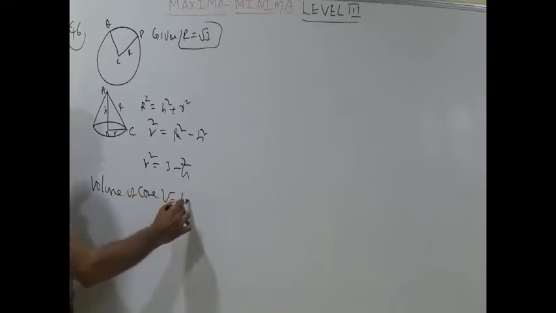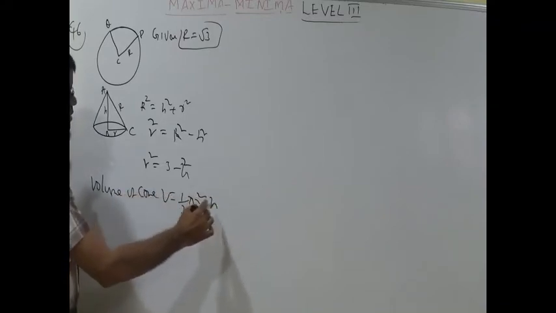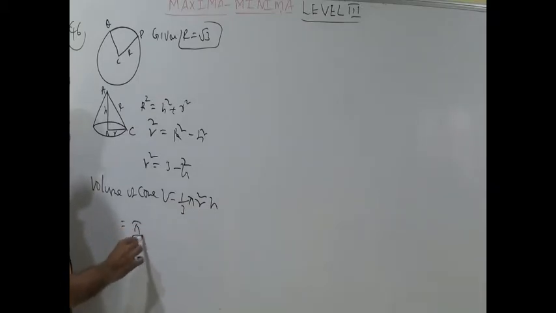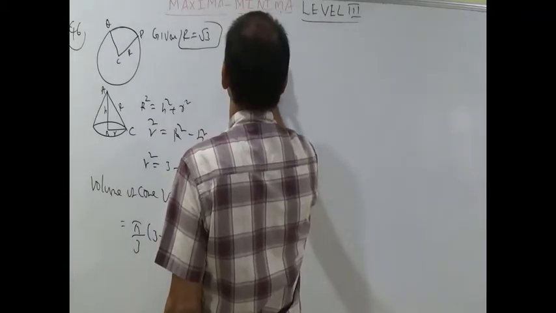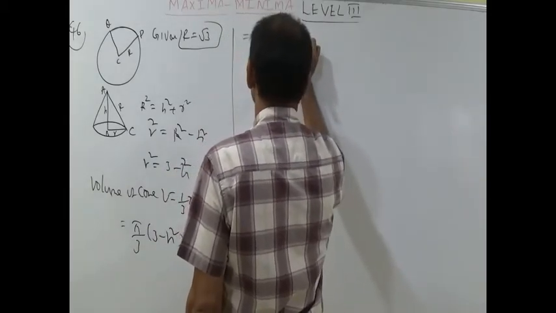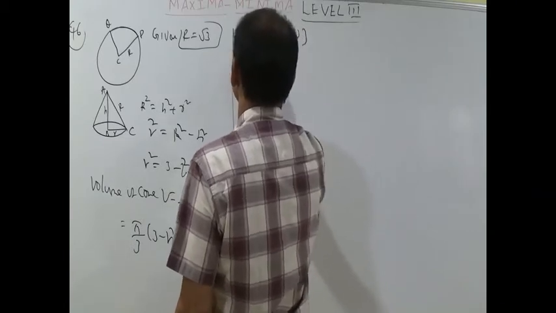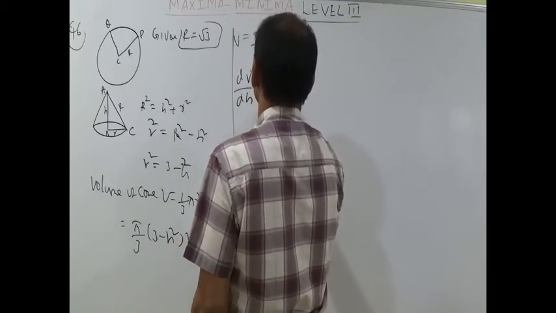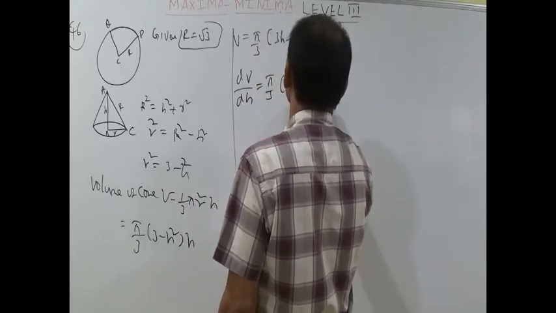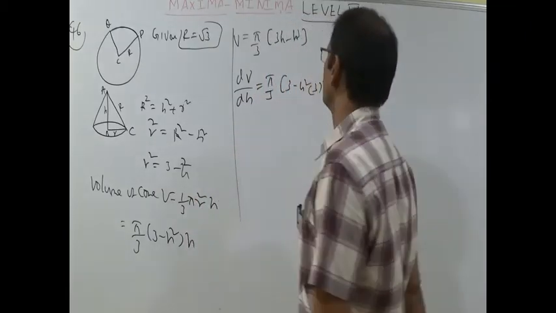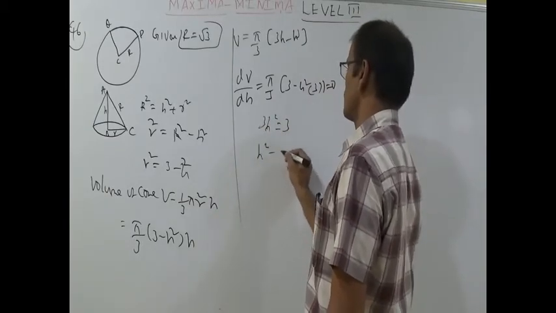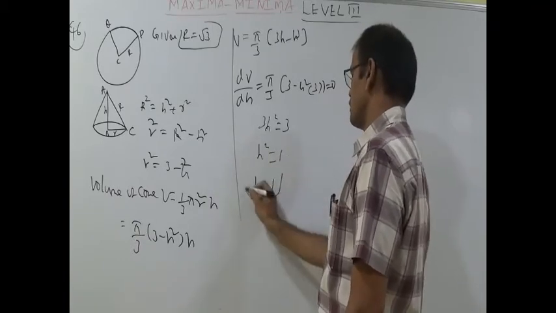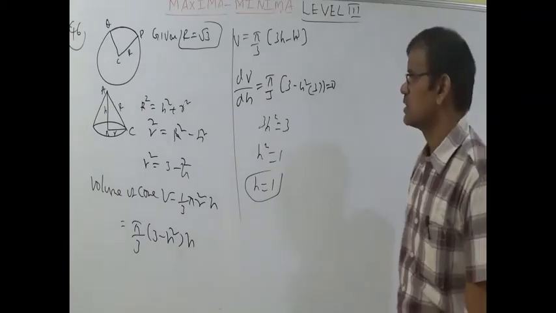Volume of cone is equal to 1/3 pi r square h. That is equal to pi by 3 into, instead of r square, you can write 3 minus h square, into h. That is equal to pi by 3 into 3h minus h cube. Now dV by dh is equal to pi by 3 into 3 minus 3h square, equal to 0 by using the derivative. So 3h square equals 3, h square is equal to 1, h is equal to 1 only. You don't take plus or minus 1 because height is positive. h is equal to 1.